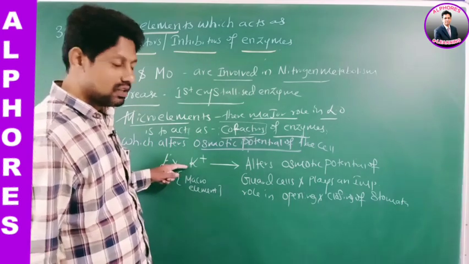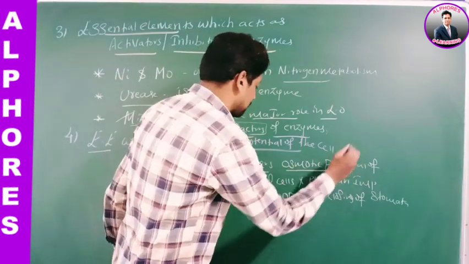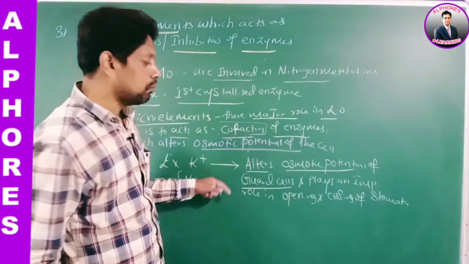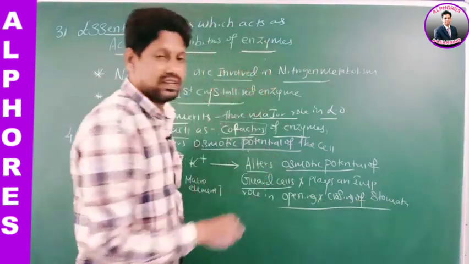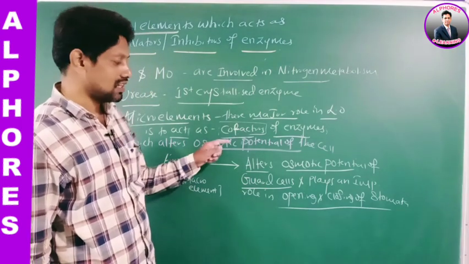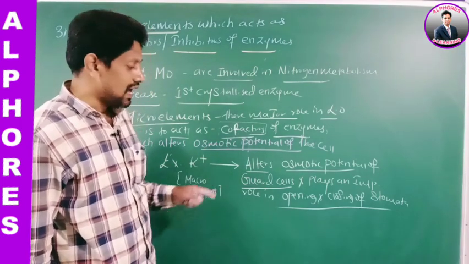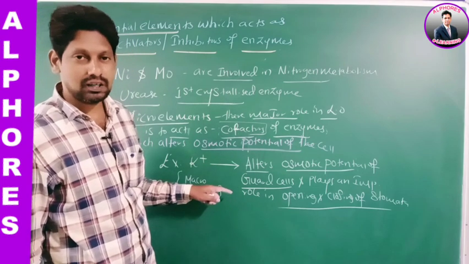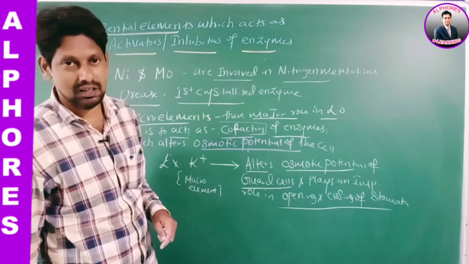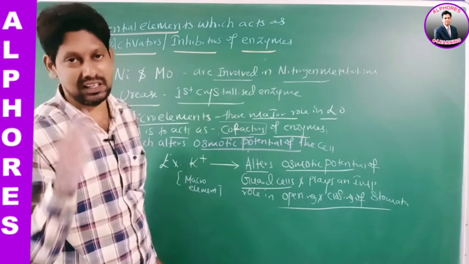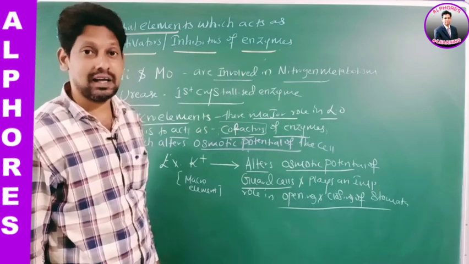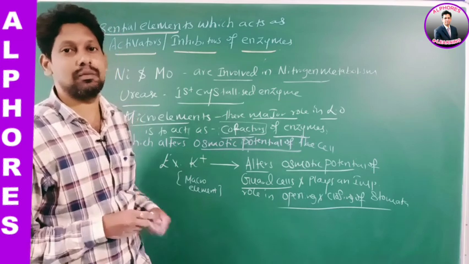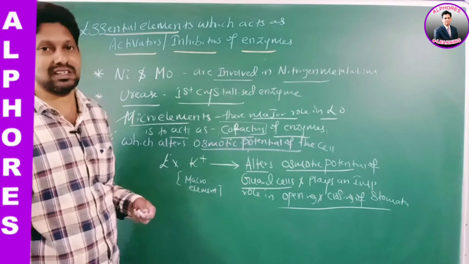Therefore, potassium is altering the osmotic potential of which cells? Guard cells, by which opening and closing of stomata takes place. Potassium alters the osmotic potential of guard cells and plays an important role in opening and closing of stomata. These are four broad categories, based on diverse functions. Essential elements are classified into four broad categories.